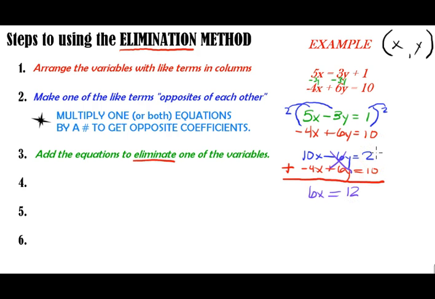So again, if it doesn't look crystal clear now, I'm not sure it's really going to look crystal clear in step number 4. Here's step number 4. Solve for that variable. Well, that's not difficult. I just divide by 6. I divide by 6, so I get x equals 2. So here's what we got, guys.